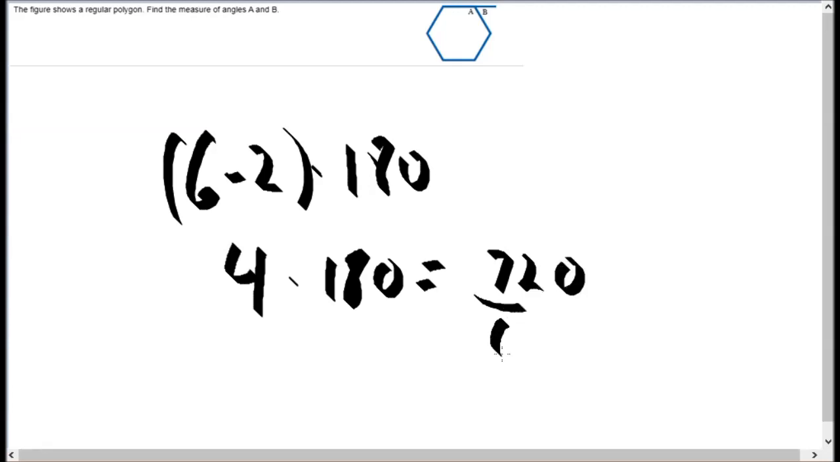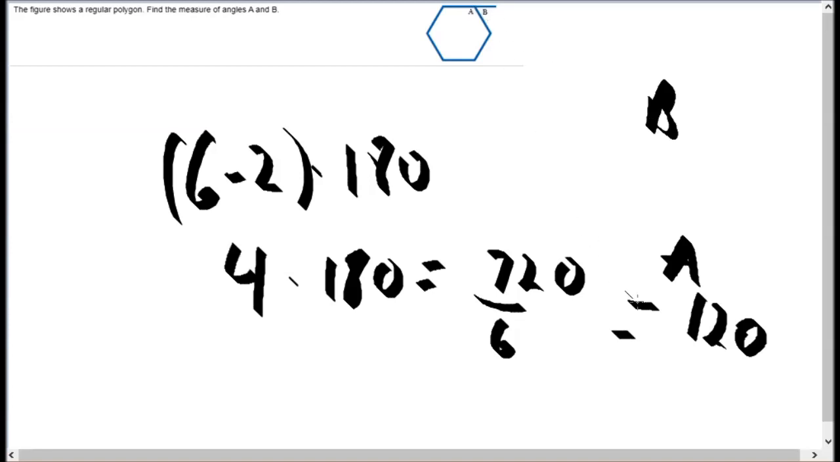And then we're going to divide that by 6 to see what the angle A is. That turns out to be 120. And then we can know that B has to make a straight line. So this is angle A here, so angle B is going to be 180 minus 120, so that's going to be equal to 60.